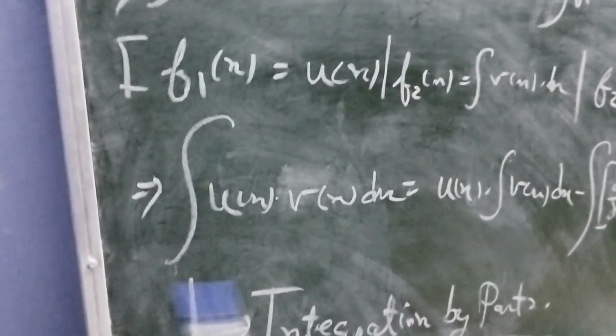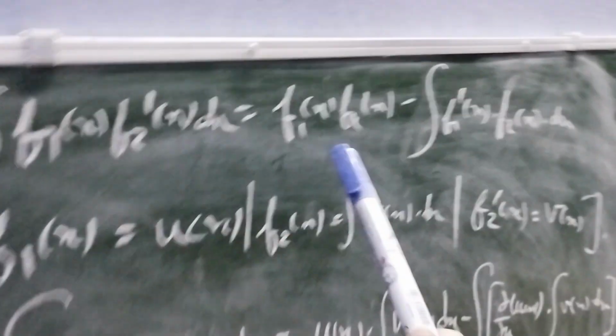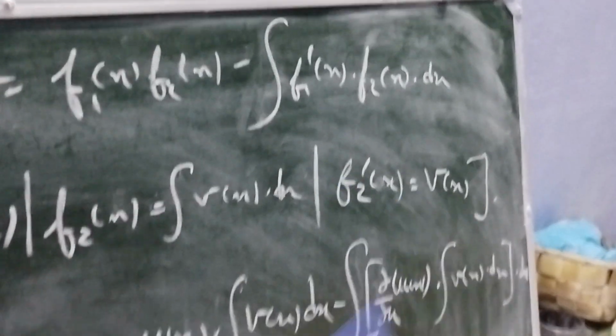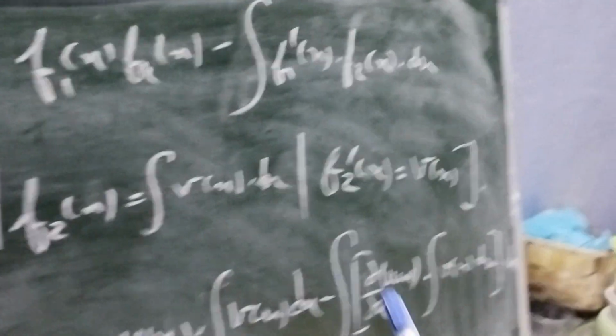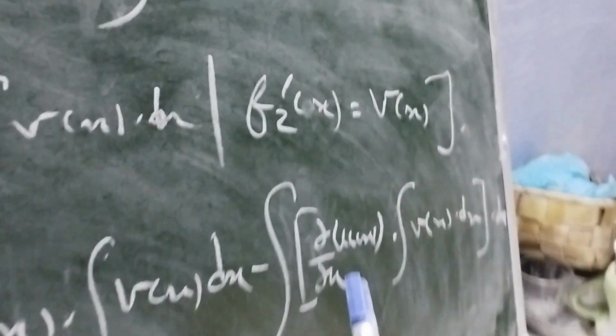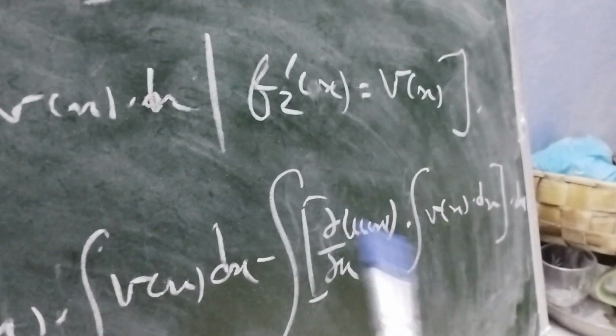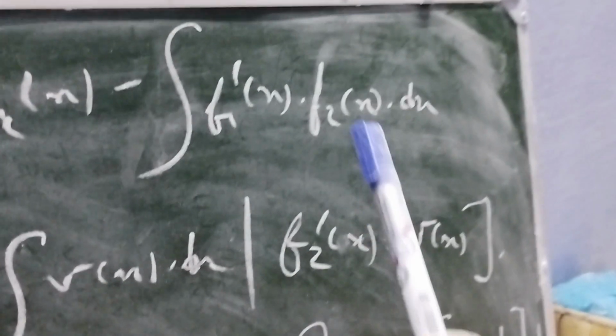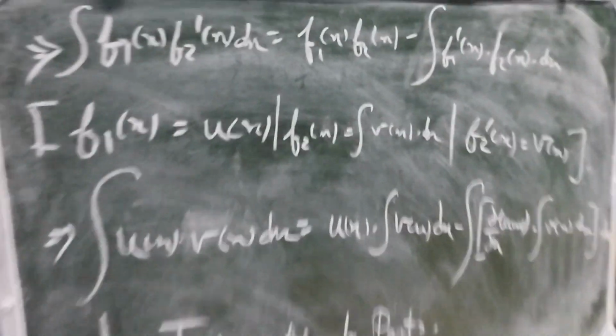This side format, that composite function integration, equal to f of 1 of x, u of x, f of 2 of x, integration format of v of x dx, minus whole integration of f of 1 dash x, that derivative sign of u of x in order with dx derivative is done, then f of 2x, the integration format of v of x, whole integration. This is the very integration by parts.